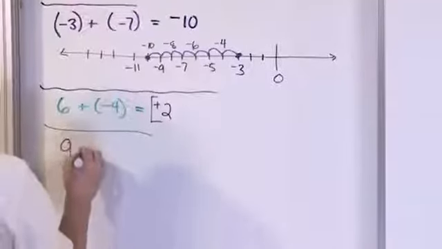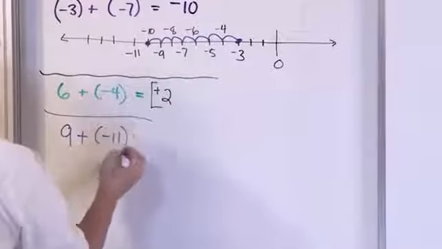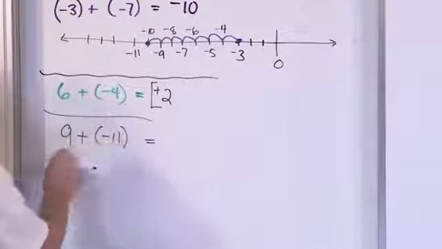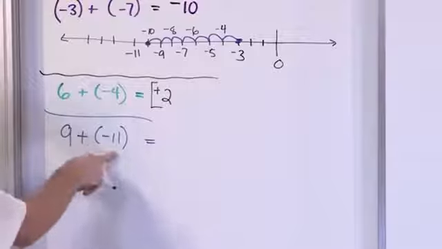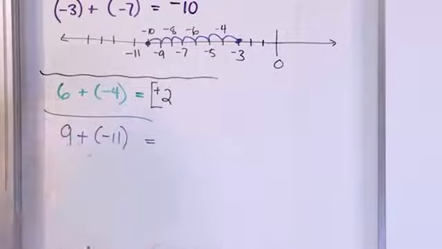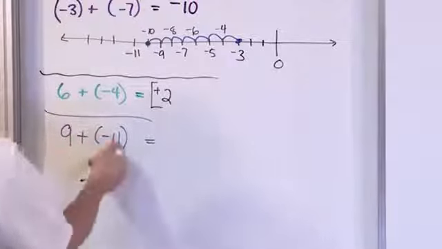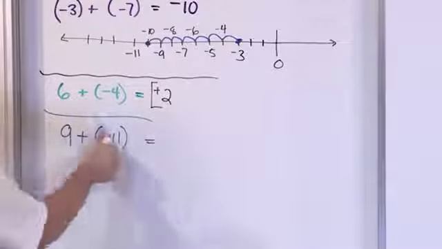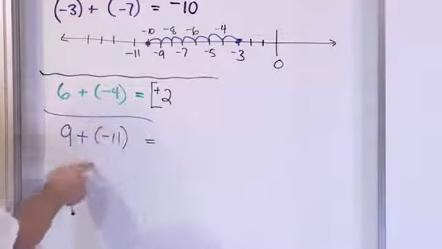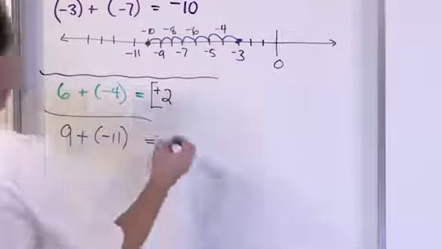Let's say 9 plus negative 11. All right, so here we have a positive plus a negative. We have different signs of our numbers. So what you do is you forget about the sign for a second, and you subtract these numbers in the way that you did from first grade. So we have 11, and we subtract 9. You just basically take the bigger number and subtract the smaller. So forget about that. 11 minus 9 would be 2.